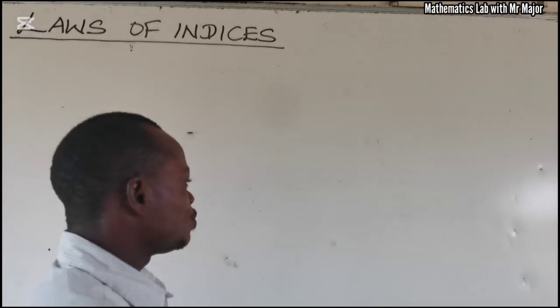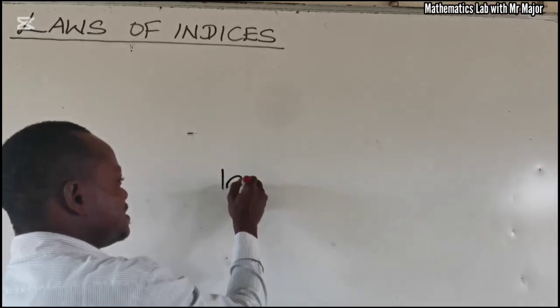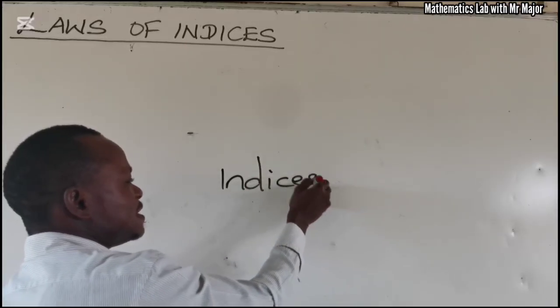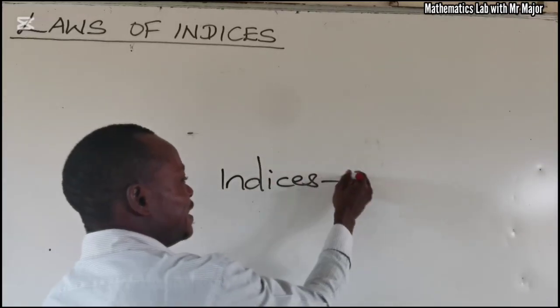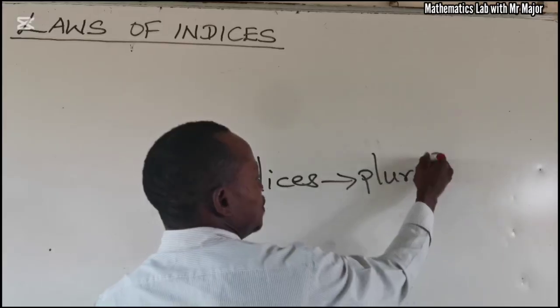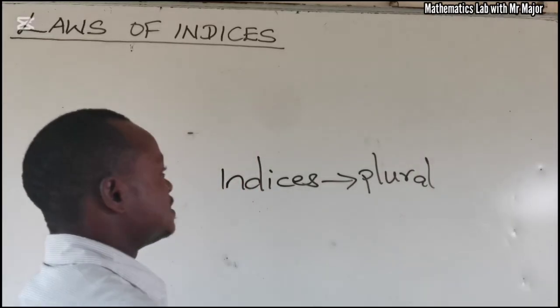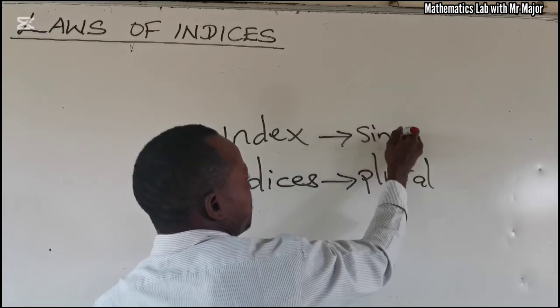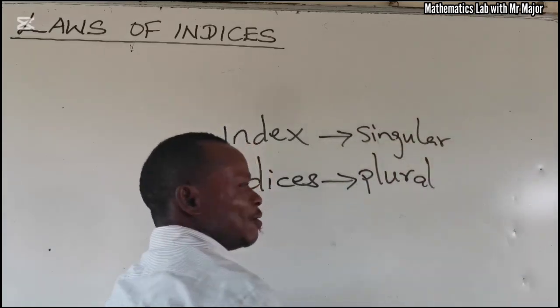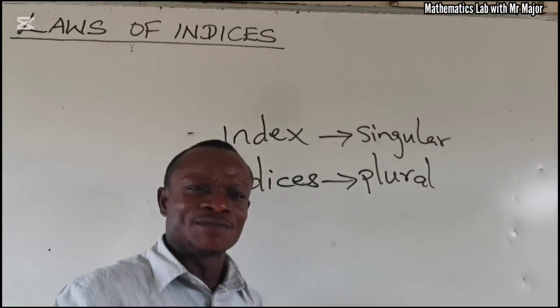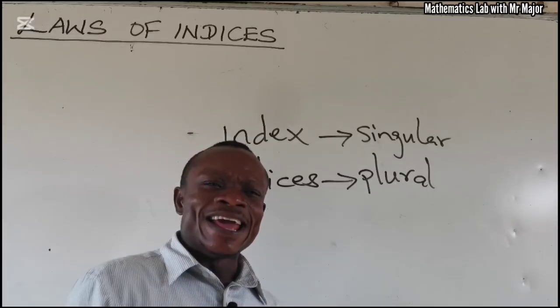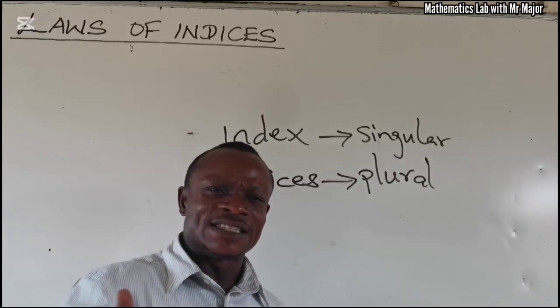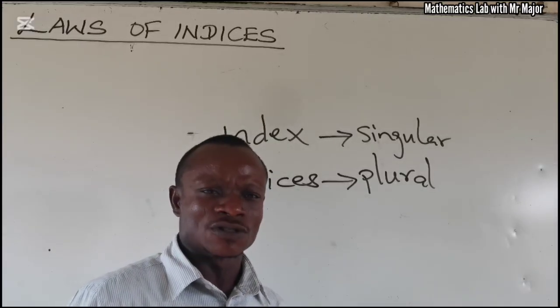Now, to begin with, when we talk about indices, the word indices is actually in a plural form. The singular form of indices is index. This is the singular form, index. Now, when we talk about indices, it is a short way of writing multiplication expressions.